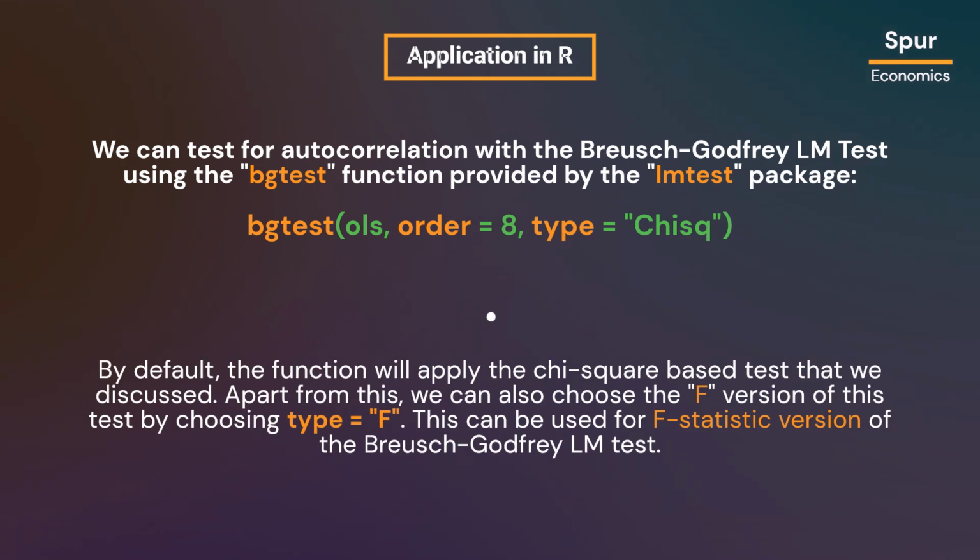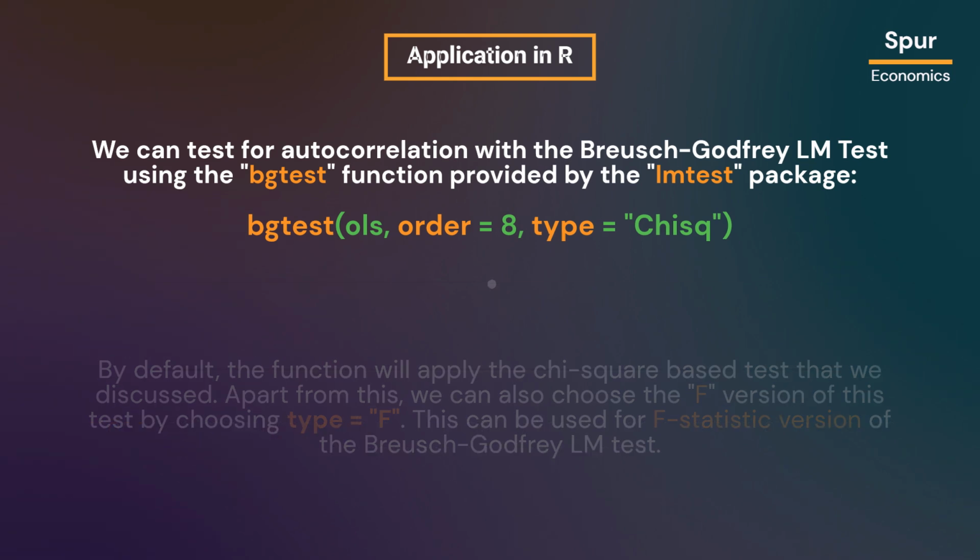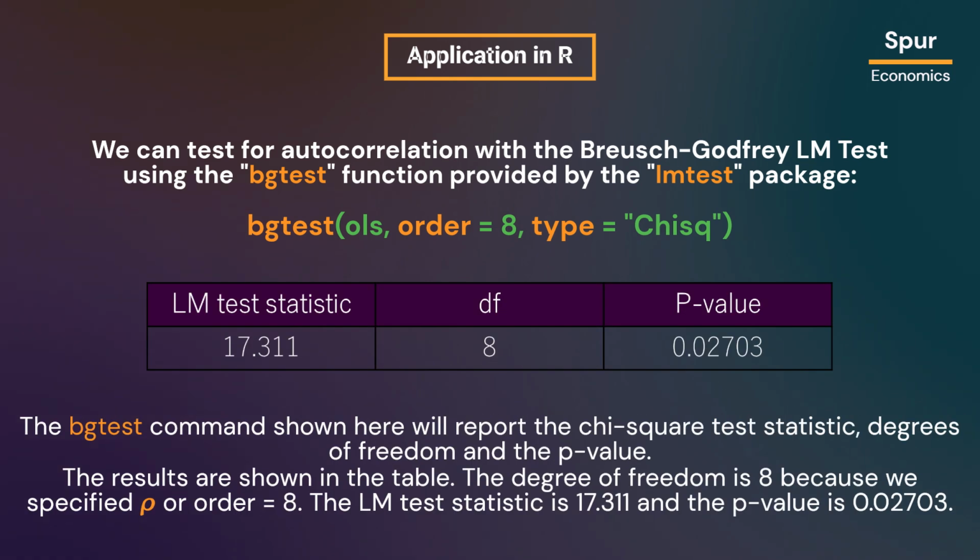By default, the function will apply the chi-square based test that we discussed. Apart from this, we can also choose the F version of this test by choosing type equals F. This can be used for F statistic version of the Breusch-Godfrey test. The BG test command shown here will report the chi-square test statistic, degrees of freedom and the p-value. The results are shown in the table. The degrees of freedom is 8 because we specified rho or order equals 8.